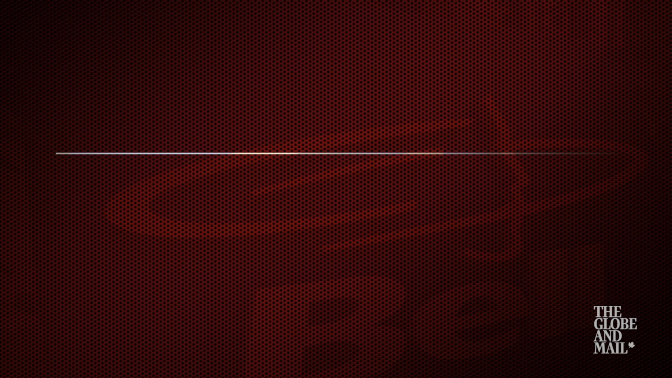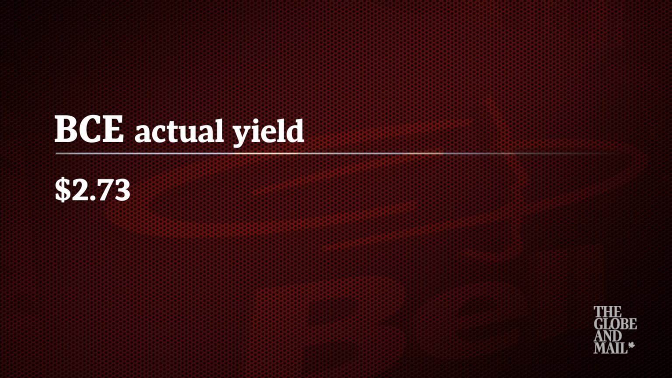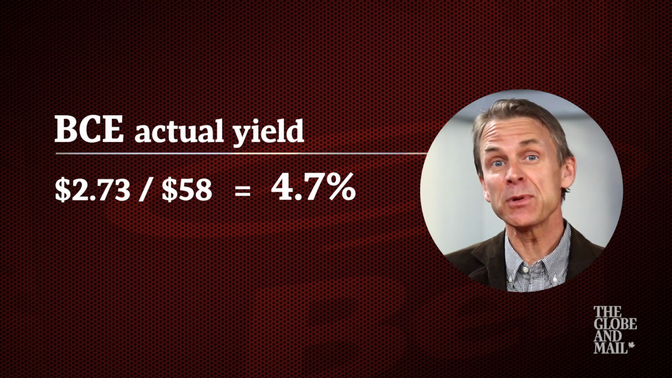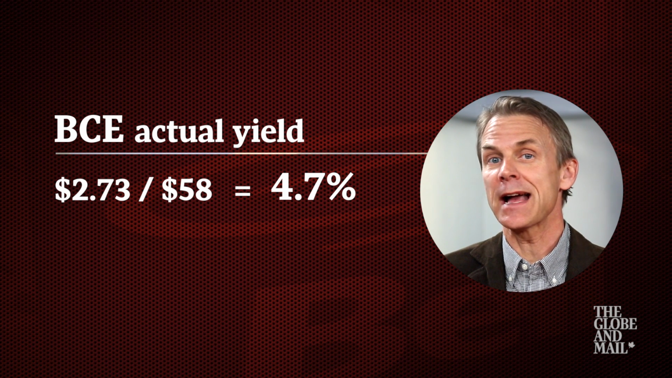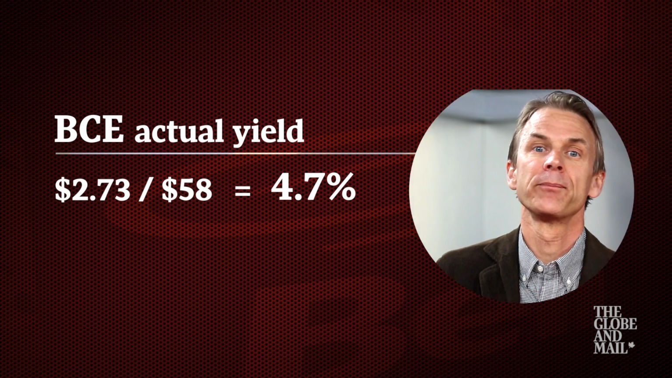Now, it's important to understand that yield on cost is a backward-looking measure, and it's not the same as the actual yield. The actual yield uses BCE's current share price, which also happens to have doubled over the past 10 years. So, if you take the current dividend of $2.73 and divide it by the share price, which is currently about $58, you get BCE's actual yield of 4.7%. And that just happens to be identical to what BCE's actual yield was 10 years ago.